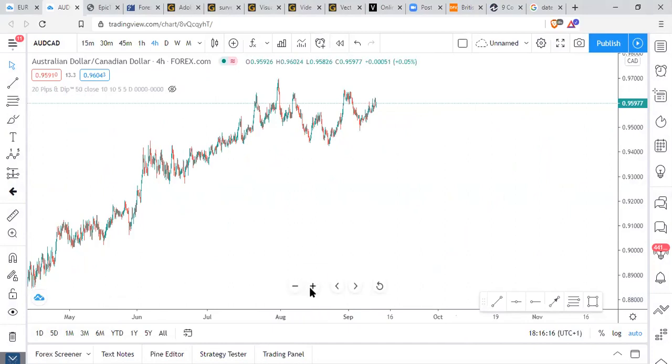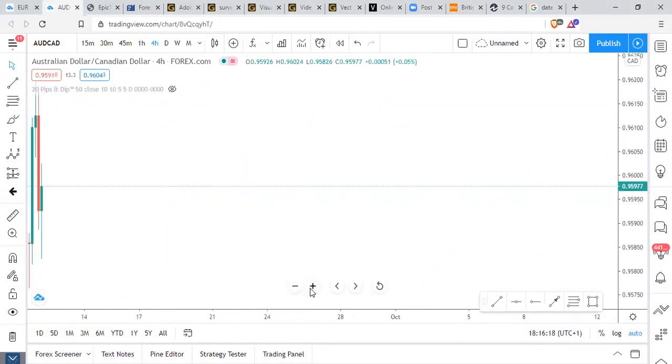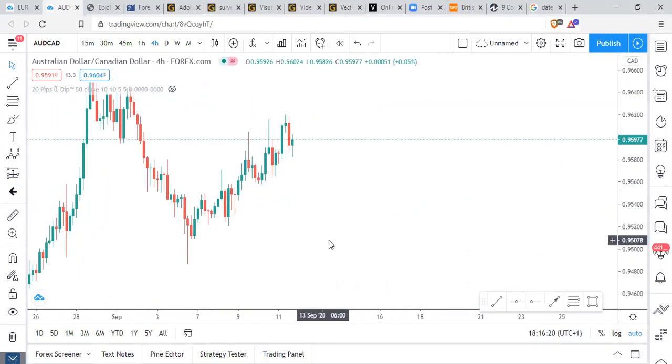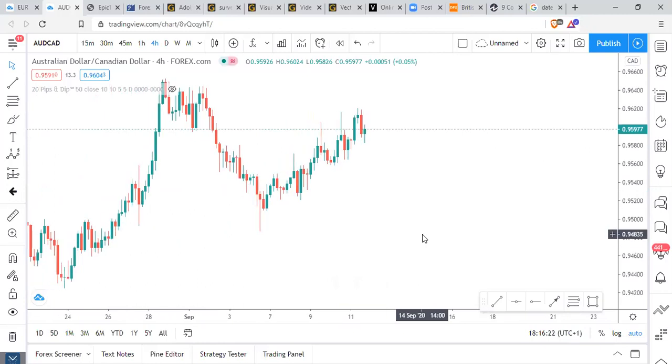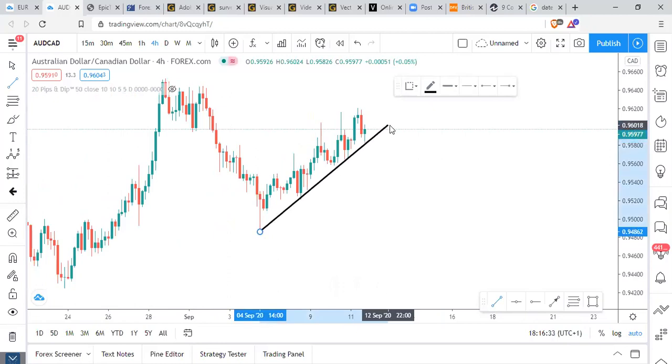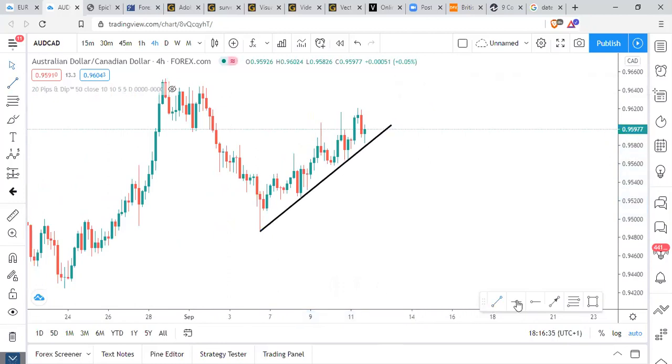Right now, what I'm seeing on the Aussie cable is this. Sorry, the Aussie Loonie. I actually take the cable for the Loonie. So I pick out my trend line, which is also my diagonal support and resistance. Draw this one, draw this two.